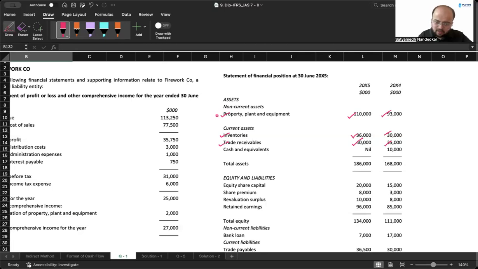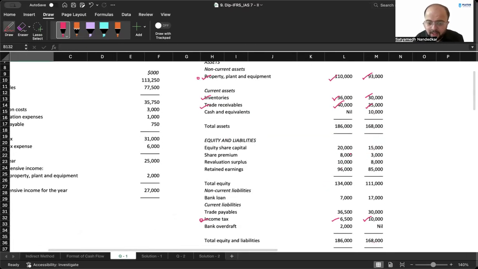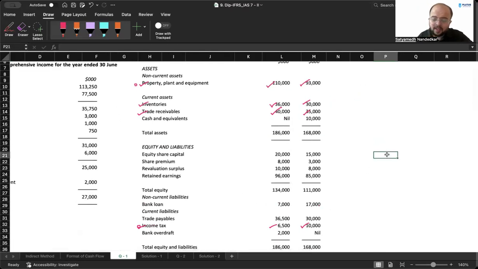Don't do anything to cash and cash equivalents because ultimately its difference is what you are trying to find out. The whole exercise is happening for that. Then equity share capital opening 15,000, closing 20,000, and share premium opening 3,000, closing 8,000. That means some more money has been raised by way of equity share capital, which is why the share capital and the share premium balances have increased.